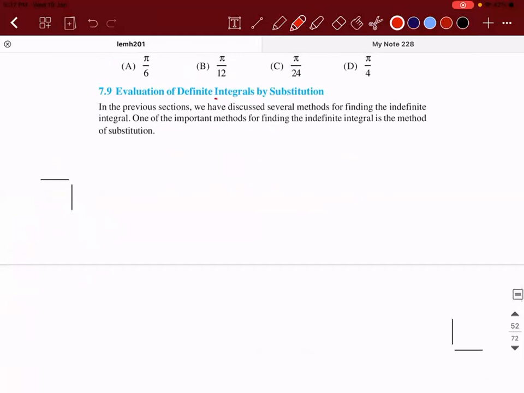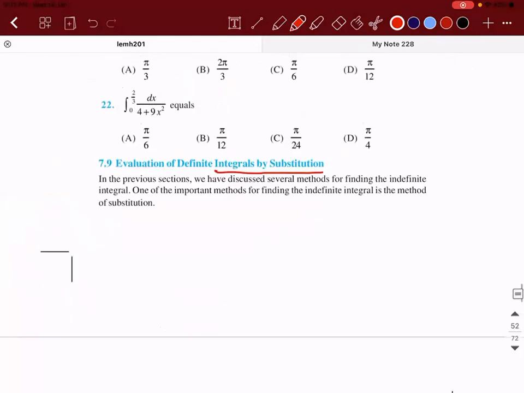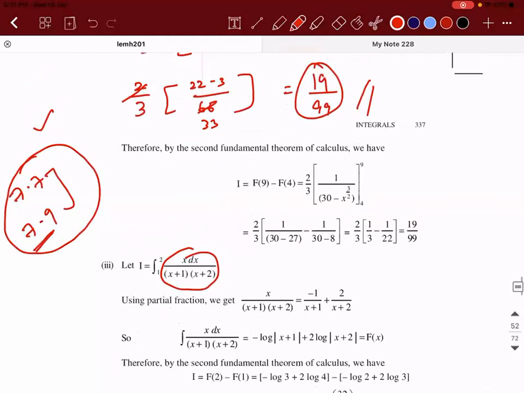Once this is over, next class, I'll teach you how to do the definite integrals by substitution. And the class next to it, on the next Tuesday, we'll do some basic properties of integrals, which is very, very important. So once that's over, this chapter is done. Okay. So any other doubt from today's class?